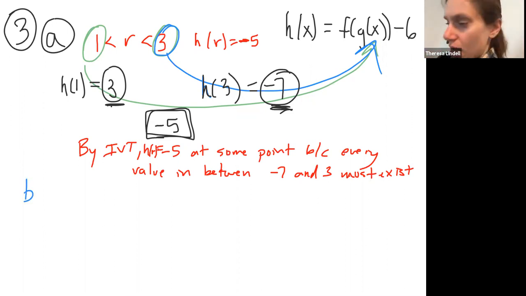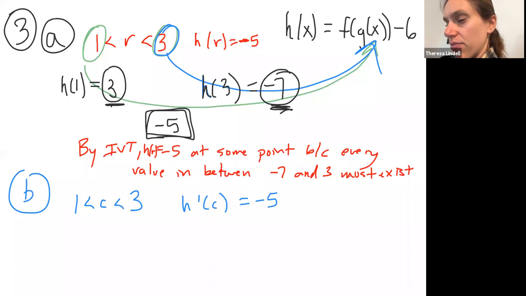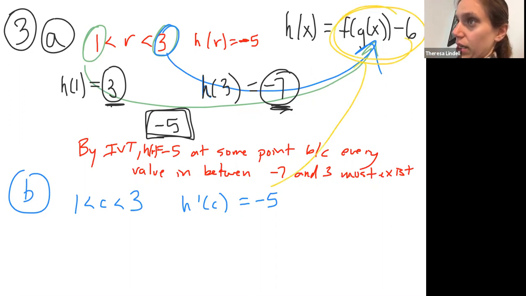It says part B. Explain why there must be a value in between 1 and 3 for C, where h prime of C equals -5. I think they just use different letters so that they can make sure they're feeling good. As soon as you see h prime of C, what should you be thinking? That's a derivative. Right, so I'm thinking derivative. First of all, I'm going to be like, crap, I've got to take the derivative of this function up here, so that's going to be a little intense. But the second thing I should be thinking is, of the EVT, IVT, MVT, which of them has to do with derivatives? It'd be the MVT.